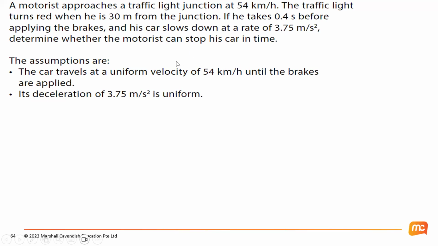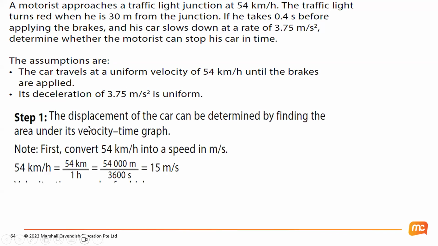The keyword is, in order to stop, he needs to stop within 30 meters. 30 meters is a distance, which means I need to sketch a velocity-time graph in order to calculate the area under the graph for the distance that he moved. Some of the assumptions are that the car is moving at 54 kilometers per hour all the way until he applies the brake, never slowing down. And when he applies the brake, the deceleration is always constant at 3.75 meters per second square. So the first step, sketch a graph.